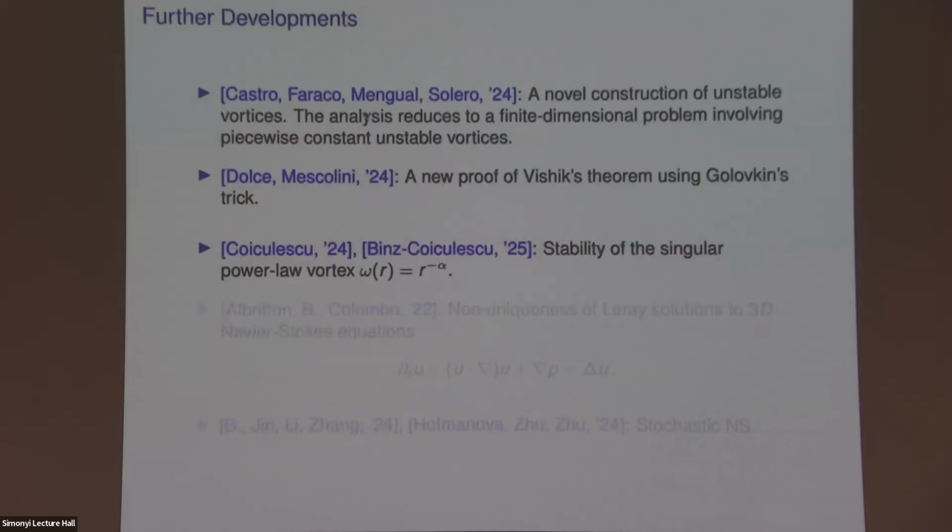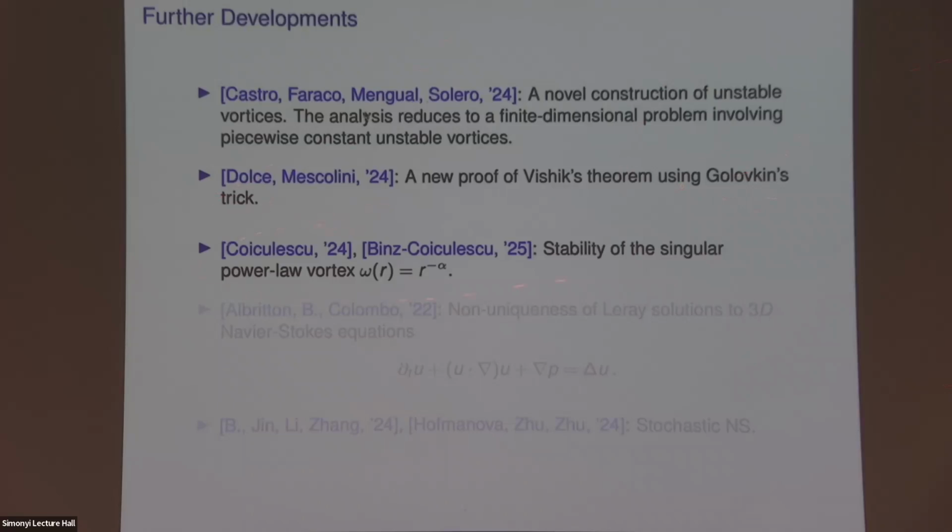There are, after this work, many refinements and simplifications that have been obtained by different authors. Here I'm mentioning the work by Castro, Faraco, Mengual, and Solera. They found a very nice construction of the unstable vortex based on finite dimensional reduction. And I want to also mention the work by Dolce and Mescolini. They simplified the construction of the nonlinear manifold by employing this very nice trick due to Golovkin.